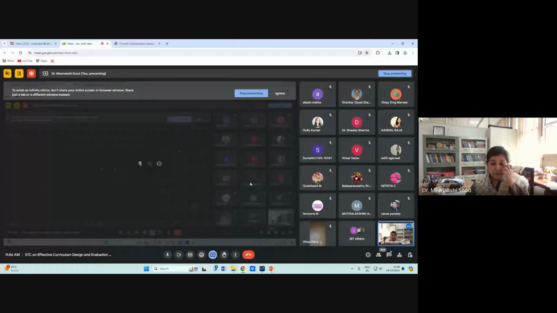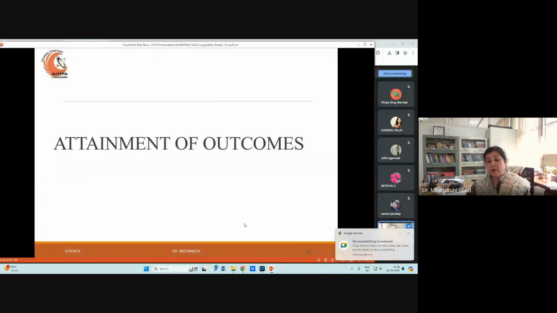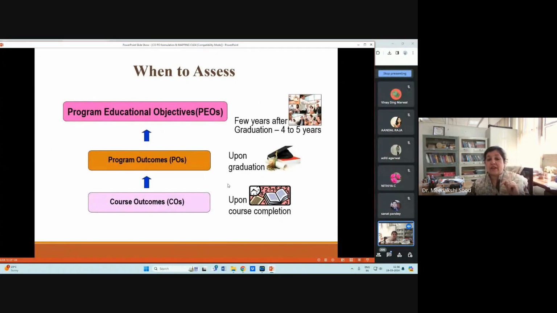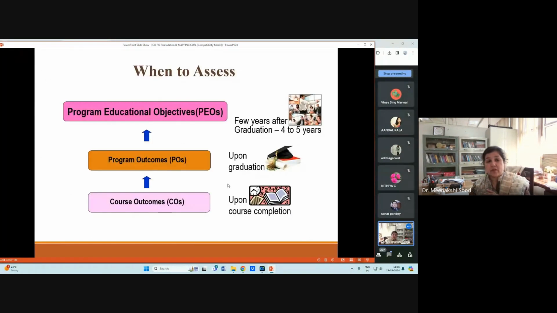And right now we are talking about the outcome based planning part. So what we have planned: course outcomes, program outcomes, and we have seen the mapping also. The last part in this is the attainment of the outcomes. And as I was mentioning, two parameters we have to take care of, the expected attainment and the proficiency. There is no thumb rule, but whatever criteria you set based on your previous results, it has to be properly justified. Now the question comes, when to assess.